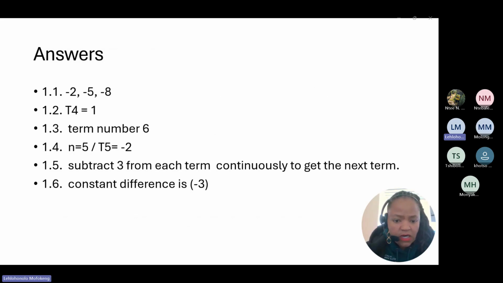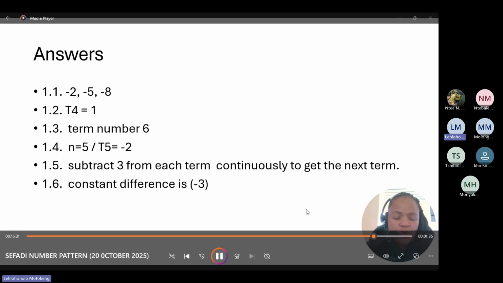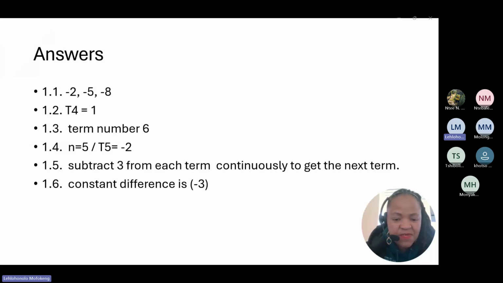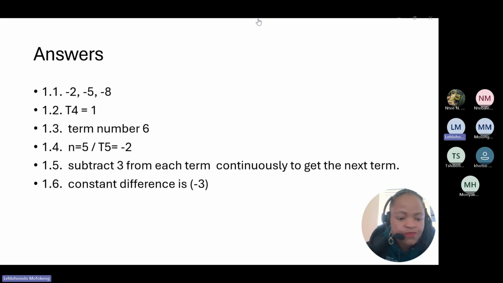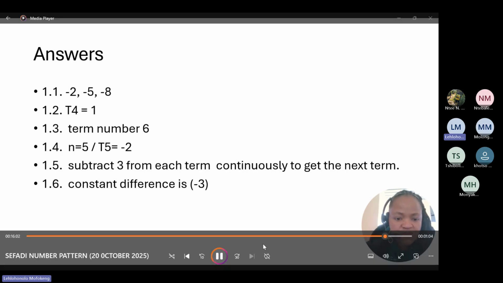On this slide I have written all the answers for the questions that appeared on the first slide. I'm sorry, my dear learners, our time is up. I will start by explaining your questions if you have some, especially on the previous slides of the first question. But I will make sure that tomorrow I continue with the second example so that you can have more clarity on number patterns. Have a blessed day. Bye-bye.